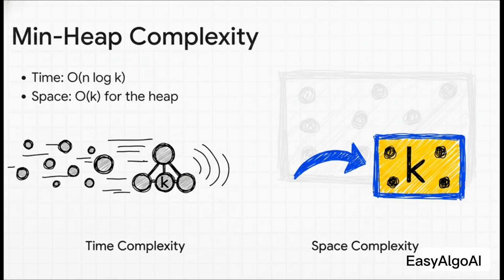And would you just look at the difference this makes in complexity? The time is now O of n log k. Why log k and not log n? Because every push and pop operation is on a heap that never gets bigger than size k. That is a massive win. And even better is the space. It's just O of k. We're not storing the entire dictionary anymore, just the top contenders.